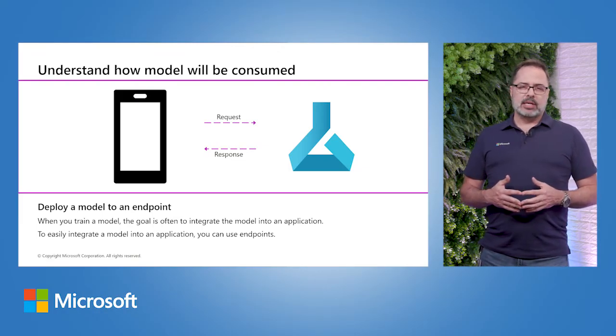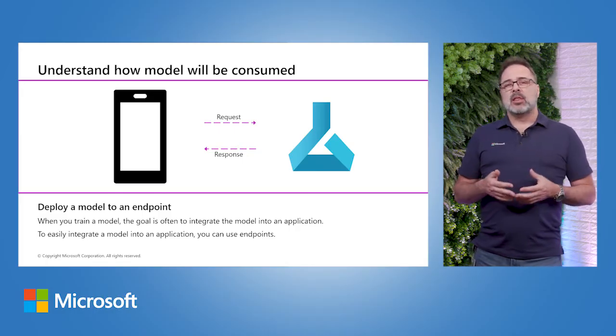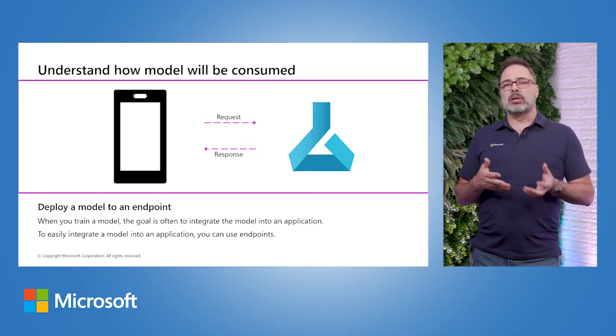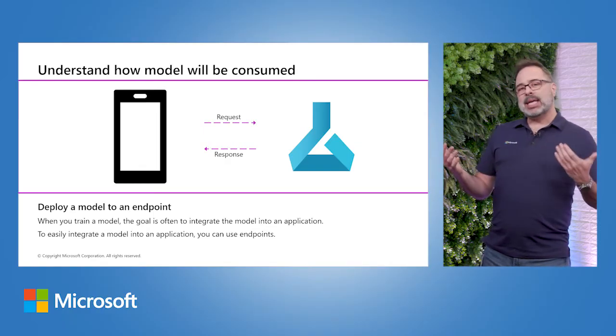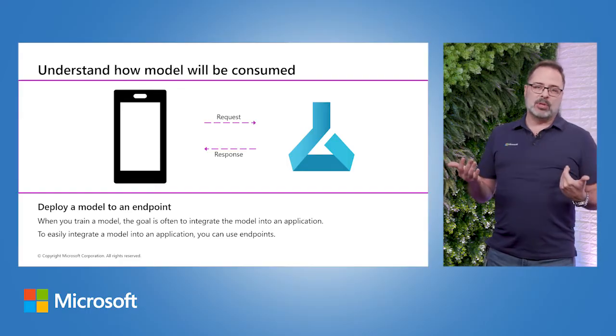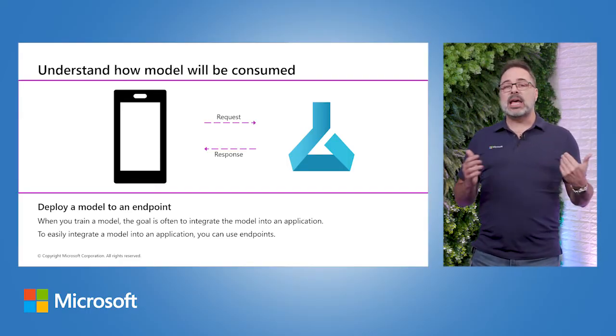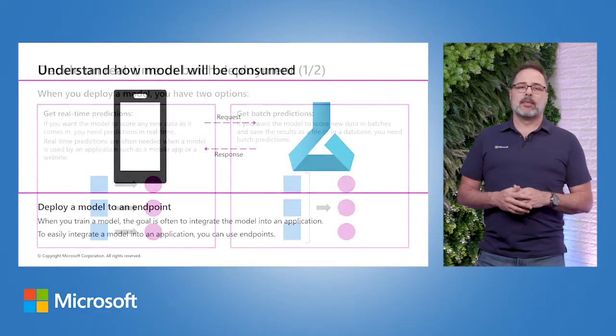Once the model is trained, we need to deploy the model to what's called an endpoint. The idea here is that once the model is deployed to an endpoint, an application can send requests over to the model and get a response back with the prediction. Endpoints are simply the location where we'll send the API calls.